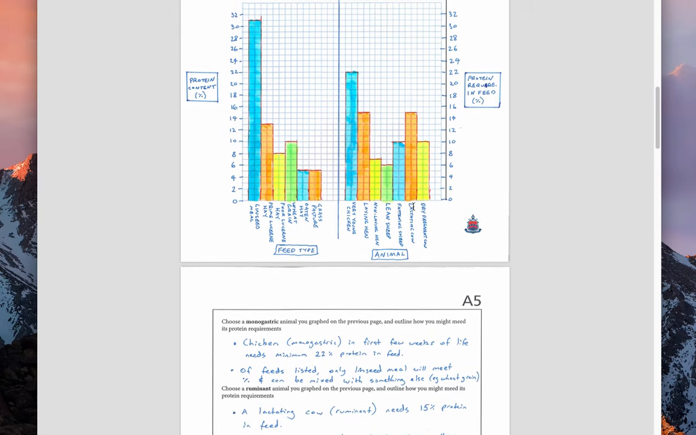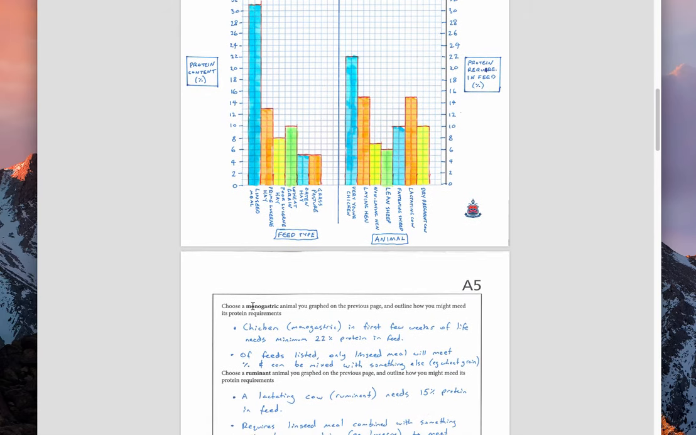So let's have a look at the first question here. Choose a monogastric animal you've graphed on the previous page and outline how you might meet its protein requirements. So a monogastric, an example is a chicken. This is a very young chicken in the first couple of weeks of its life. It needs at least 22% protein in its feed because it's growing and putting on a lot of muscle. Of the feeds listed here, there's only one feed that would meet that.